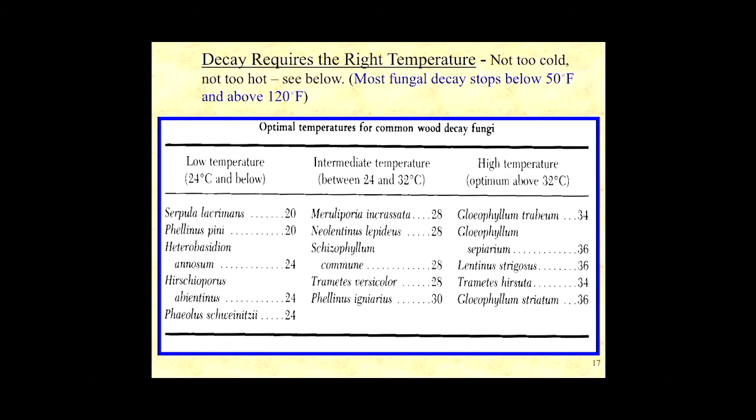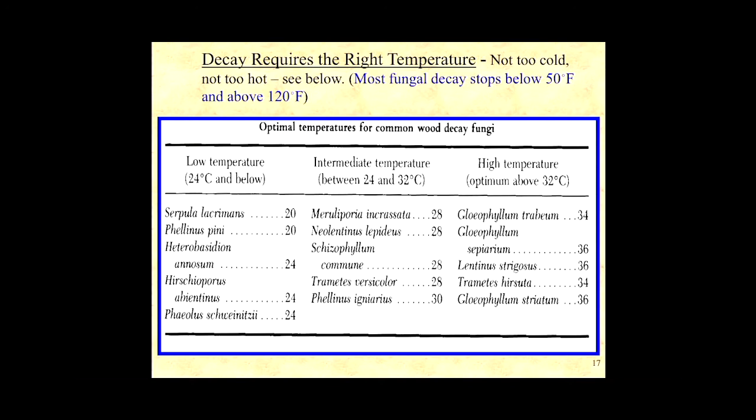And the message is that you also have to have the right temperature to cause decay. Most fungal decay stops somewhere around 50 degrees Fahrenheit, but above 120 degrees Fahrenheit, like it would be the temperature in maybe your attic today, you're not going to get decay.